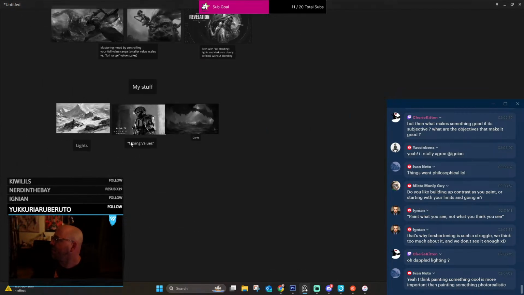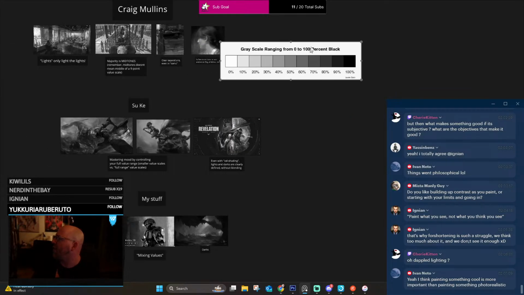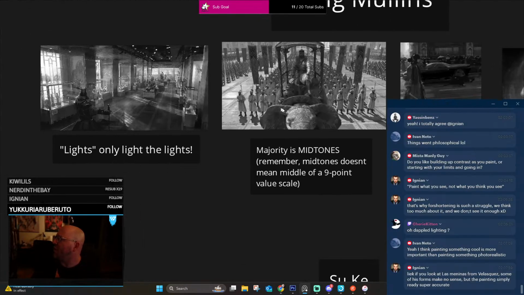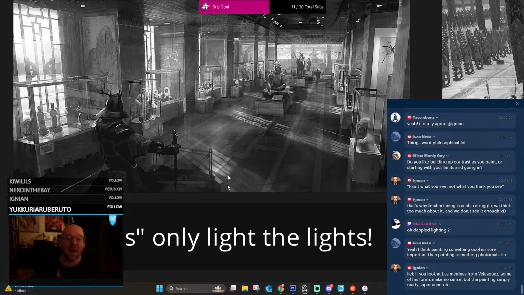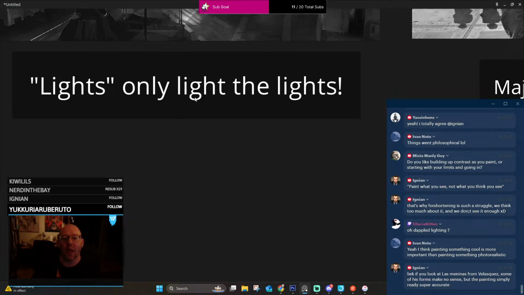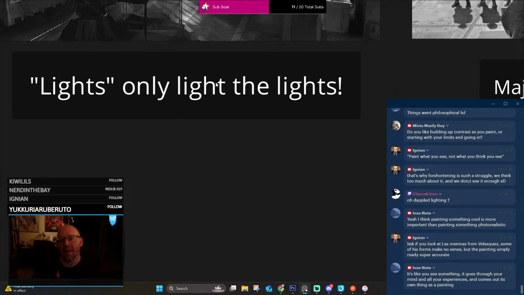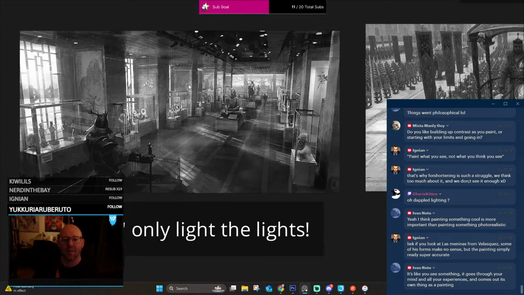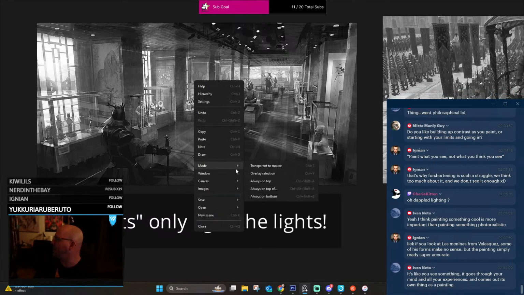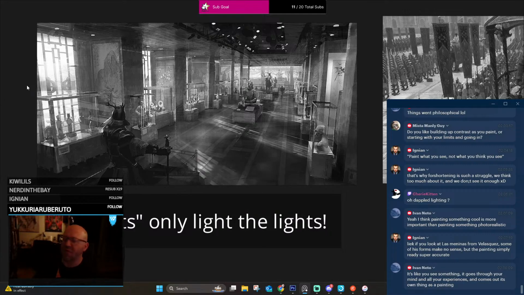So we'll go back to Craig Mullins real quick. A few other things I want to show you before I wrap this up. This makes a lot of sense to me, just saying. Lights only light the lights. All right? Lights only light the lights. And this is a perfect example of it. Actually, we'll just keep this grayscale. Since we're working values, let's just keep it there.